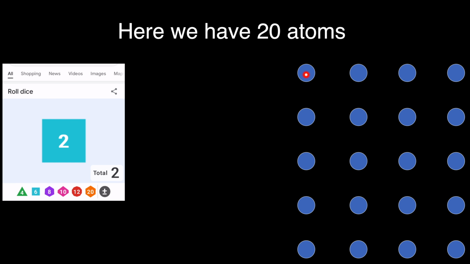Let's roll the die for this first atom. A 2 was rolled, so it doesn't decay. Let's keep going until an atom does decay and a 6 is rolled. So, this second atom decays because a 6 is rolled. Let's keep going. This third atom also decays as a 6 is rolled. Now let's keep going for all the atoms in this round.